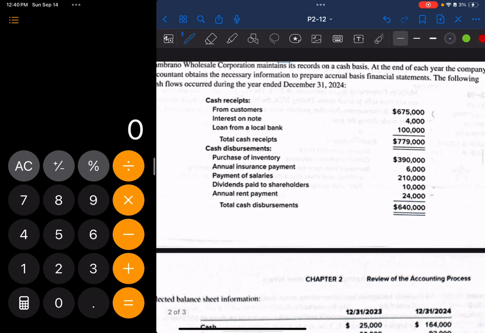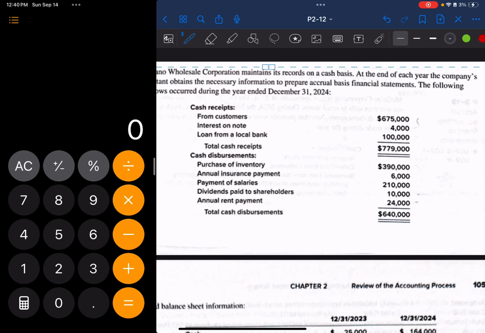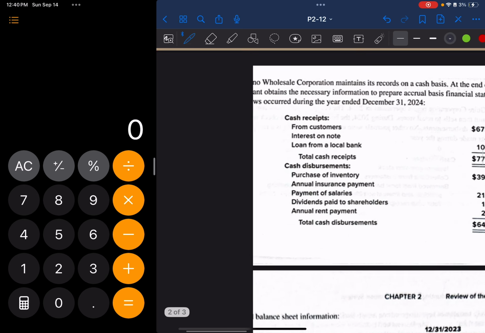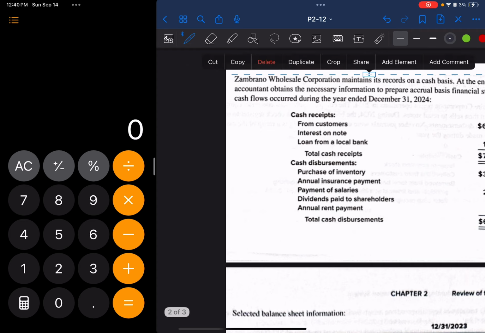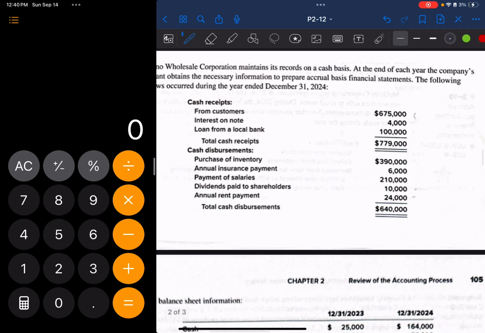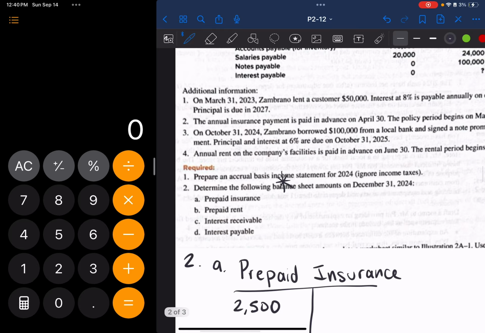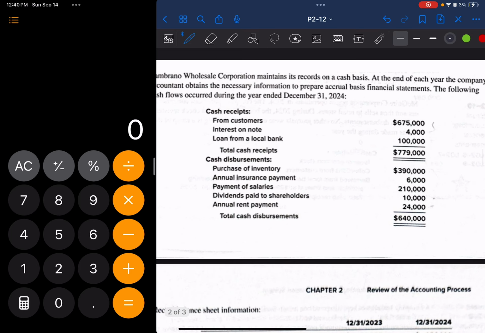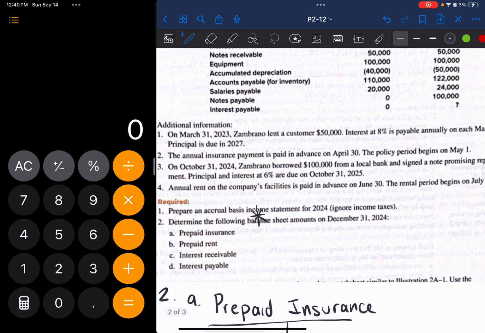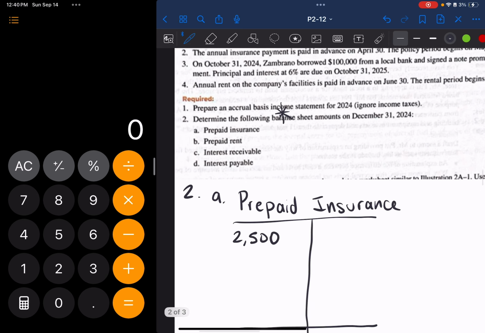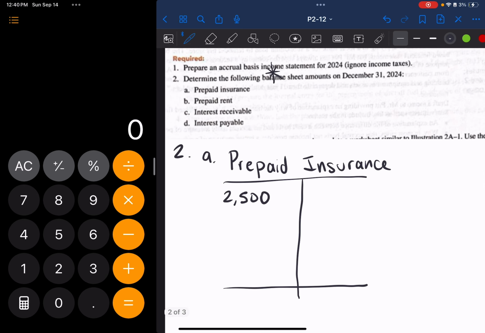At the beginning of the page, we're given that... Sorry, one second. My thing's messed up. Oh yeah, it scooted the problem. Okay, there. So at the beginning of the problem, we're given that cash paid for insurance was $6,000 for the whole year. But in the additional information, we're told that the insurance was paid April 30th. So the payment will increase prepaid insurance, and this was done on April 30th.